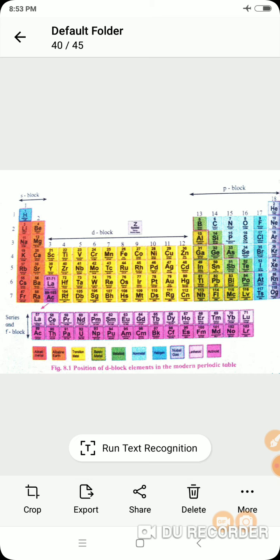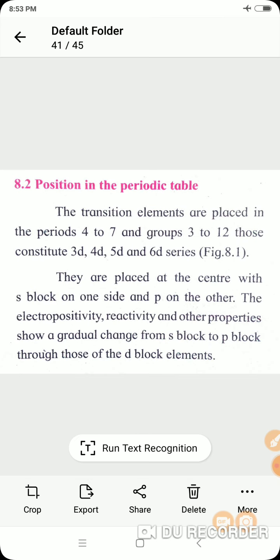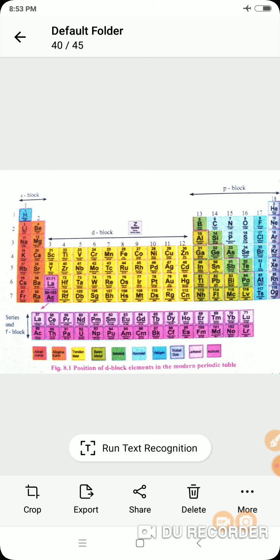Now today we discuss the further part of the transition elements from chapter number 8, transition and inner transition elements. So now the next part is the position in the periodic table. This is the structure of the modern periodic table.